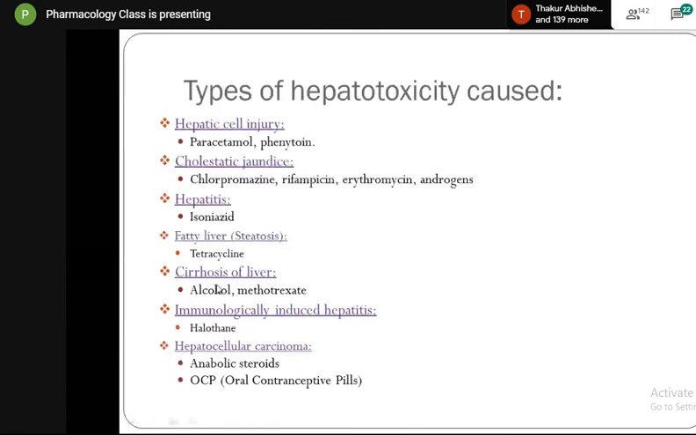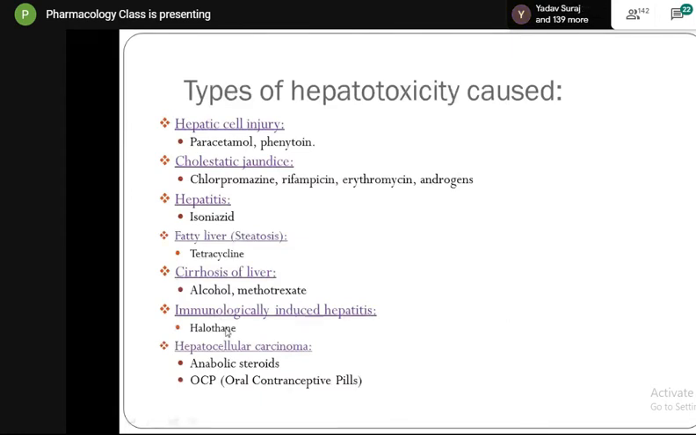Next is cirrhosis of liver. All of us know that this is a kind of chronic liver damage. Okay, so this is usually seen mainly in case of alcoholism. In this situation, there is chronic damage to the liver cells. Okay, they are replaced by non-functional cells, because of which the liver will become non-functional. So this is kind of the end stage of liver function. So that is cirrhosis of liver.